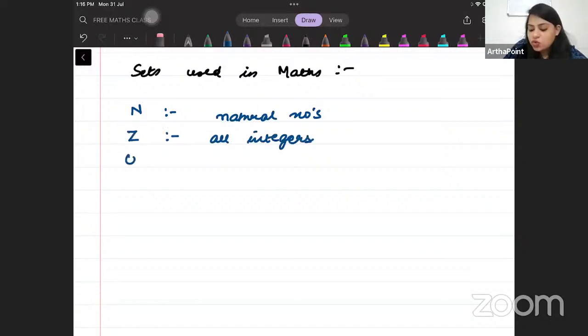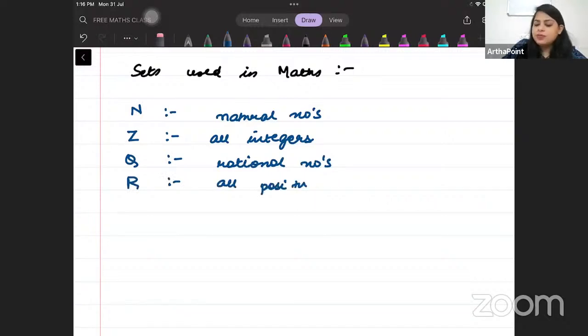The third is Q. Q stands for all rational numbers. Okay. The fourth is R. R stands for all positive, no, I don't need to put positive. Actually, I wrote the plus. So all real numbers.